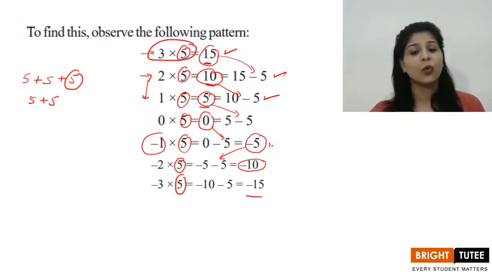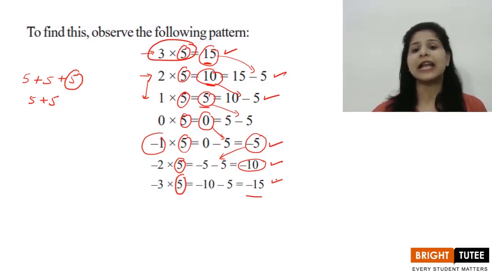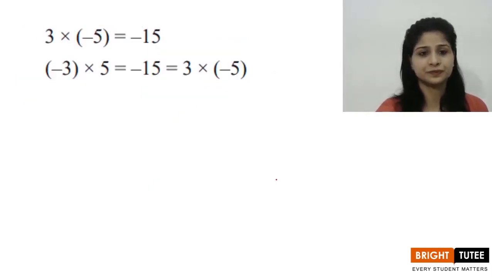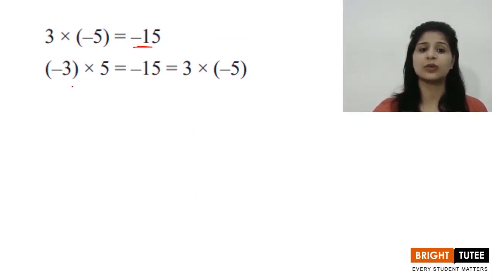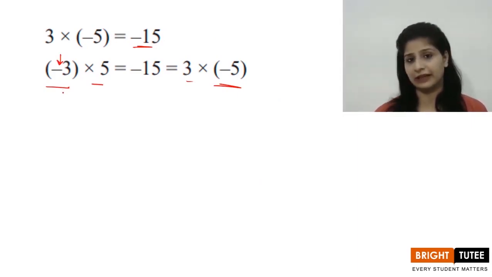When we are multiplying, what is the answer? A negative integer, right? The pattern is understood? Okay, 3 into minus 5 is minus 15, which can also be written as minus 3 into 5 or 3 into minus 5. So it does not make any difference with which the negative sign is there, whether with the smaller number or the greater number.